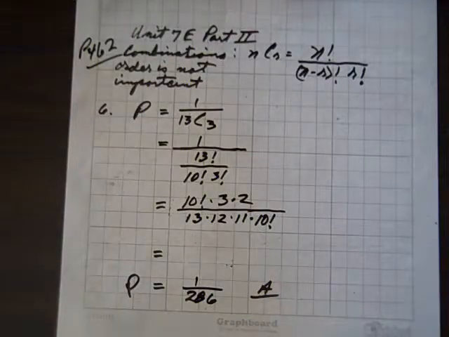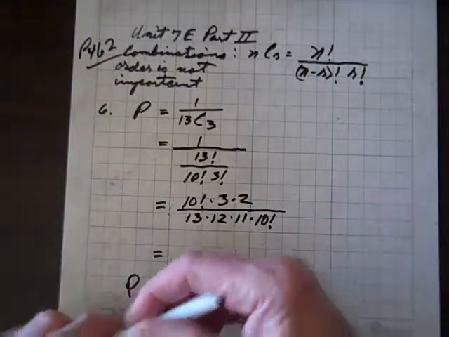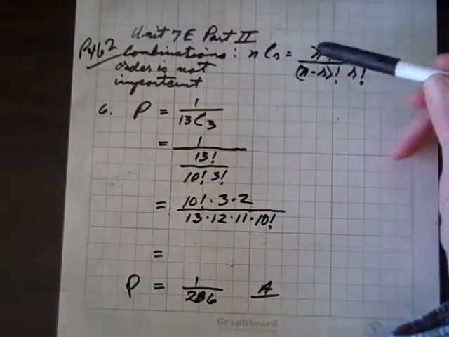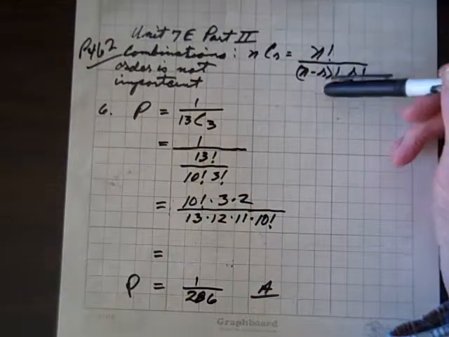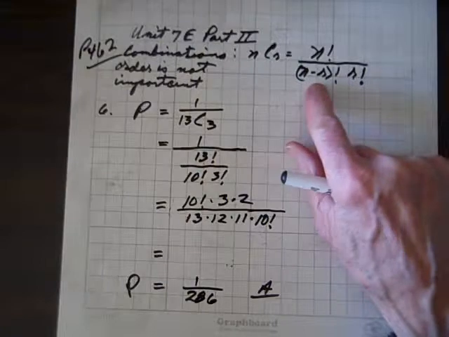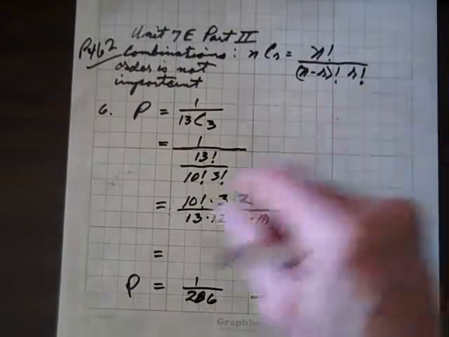Well, now we're doing Unit 7, Part 2, and again we're dealing with combinations where order is not important, and the formula is n choose r, and we've got n factorial in the numerator, and the difference n minus r factorial in the denominator times r factorial.